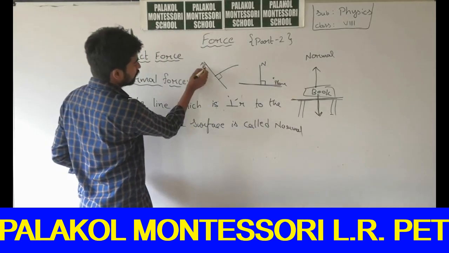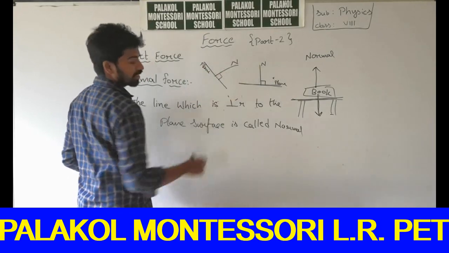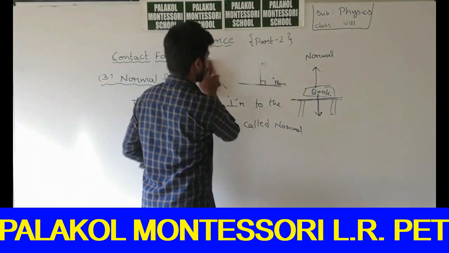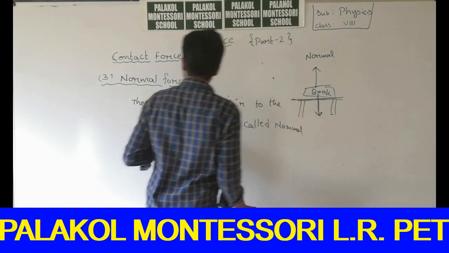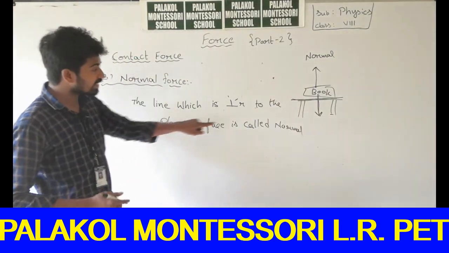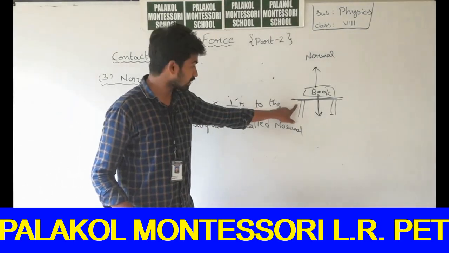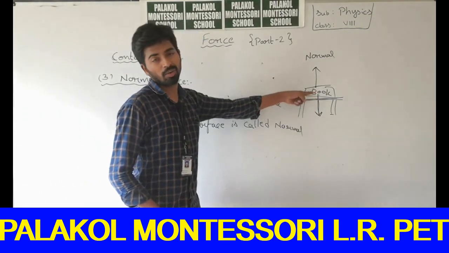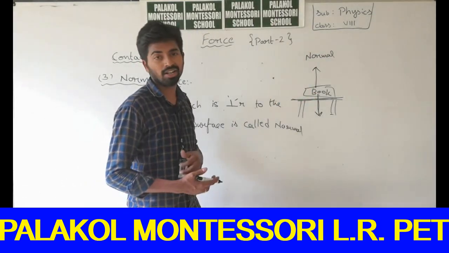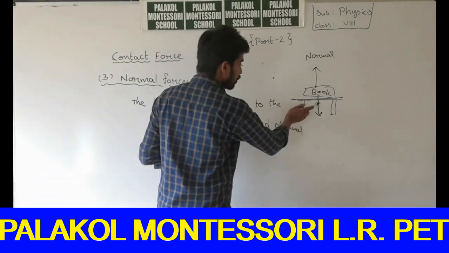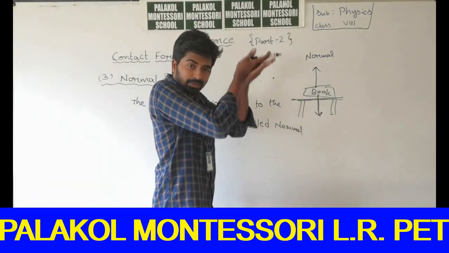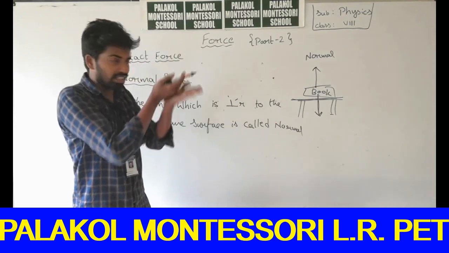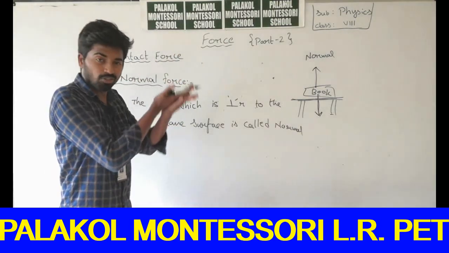So, let us take this as the plane. Then this line indicates the normal line. The line which is perpendicular to the plane surface is called the normal line. So, what is meant by normal force? The force exerted by the solid surface, so this is the table surface, on another object in the normal direction is called normal force. Here the table is exerting some force in the upward direction, in the normal direction.